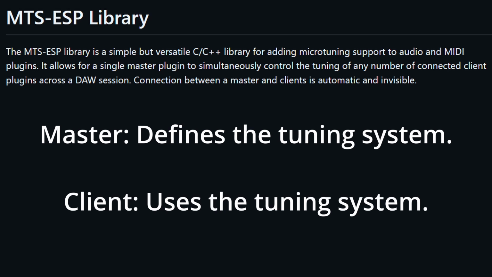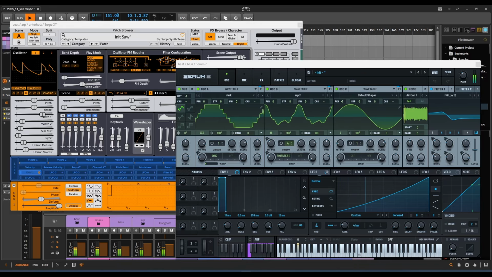An MTS-ESP client is a plugin that uses the tuning system that was defined by the master, mostly big synths like Serum 2 or Surge XT. This is where I see the problem. As long as MTS-ESP is not implemented in most plugins that calculate frequencies from notes, you have to limit yourself to specific plugins in order to use the technology to compose in alternative tuning systems.